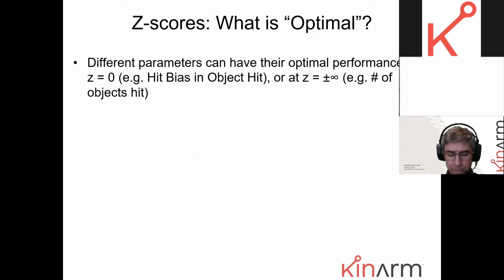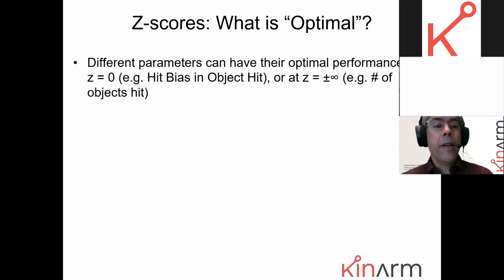I mentioned in that last slide that task score is giving a measure on how far away from optimal you are for a Z-score. And that, of course, immediately leads into the next question, because if you start thinking about different parameters, some parameters have their optimal performance at a Z of 0. So for example, hit bias in object hit, whereas others are going to have an optimal at, say, Z of plus infinity. For example, number of objects hit in the object hit task. And so clearly we have to somehow account for that.